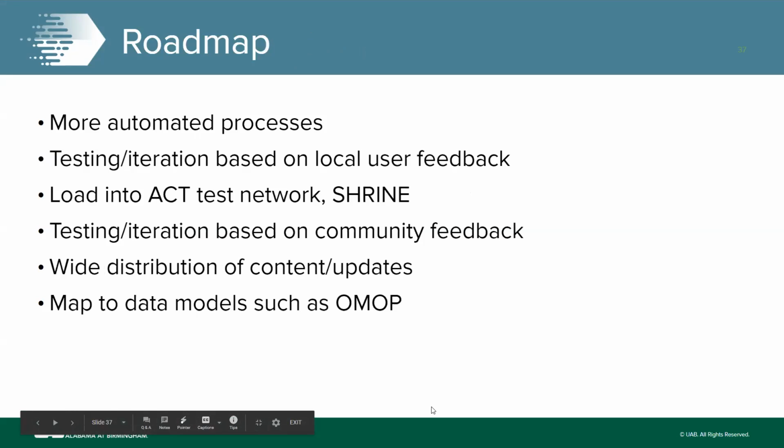So our roadmap definitely would want to get it more automated, which the community could help with. And giving suggestions on what best practices work for other people, testing and iteration based on local feedback so we can improve things. We want to load it into the test network and Shrine to get it out there. I've got that twice there. And then wide distribution of the content and updates and mapping to data models.